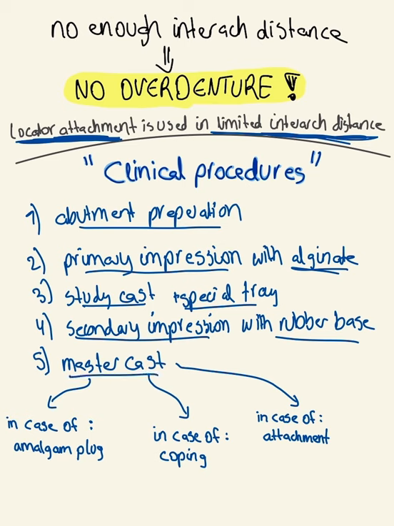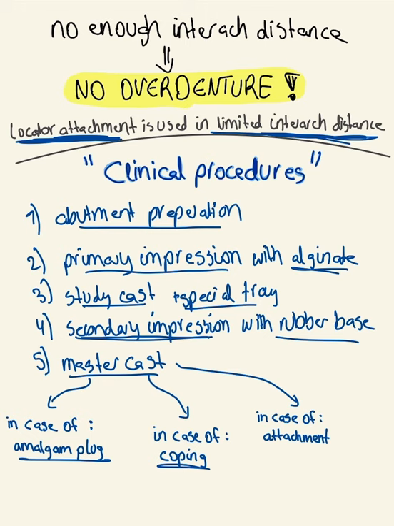Then you do the master cast. And when you do the master cast, in case of amalgam plug, you do an occlusion block with a bite, and then the try-in on the patient and the delivery. Okay. In case of coping, you do the coping in wax to get the metal. Then you put the metal coping in the patient's mouth, and you do the secondary impression with it. Okay. I already said secondary impression, so you do a secondary impression again with the metal coping. Then you do the bite, try-in, and delivery. Okay.